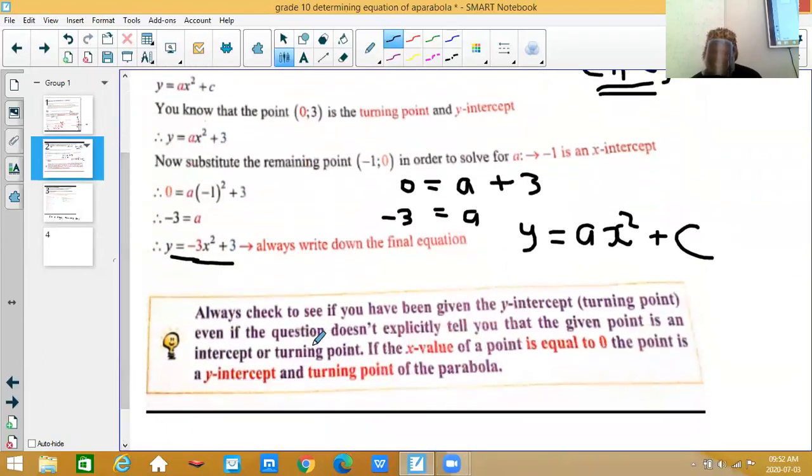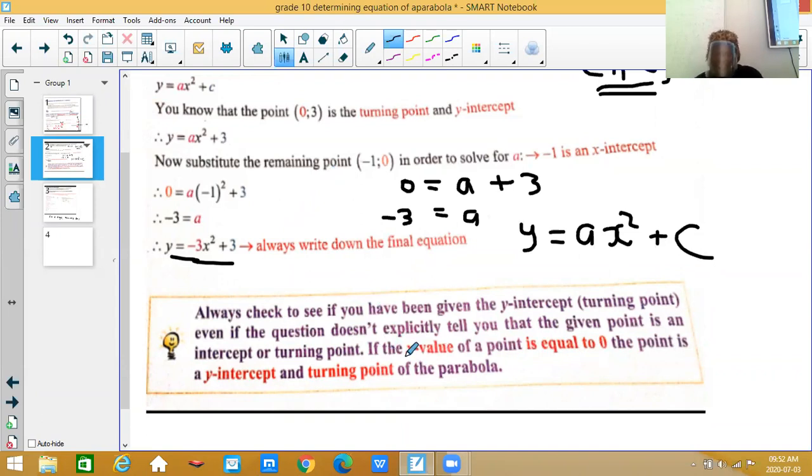Always check to see if you have been given the y-intercept, which is the turning point. Even if the question doesn't explicitly tell you that the given point is an intercept or turning point, like the one we looked at. In this one, they were not explicit. They just say the x-intercept is -1. They did not give you the point (-1, 0).